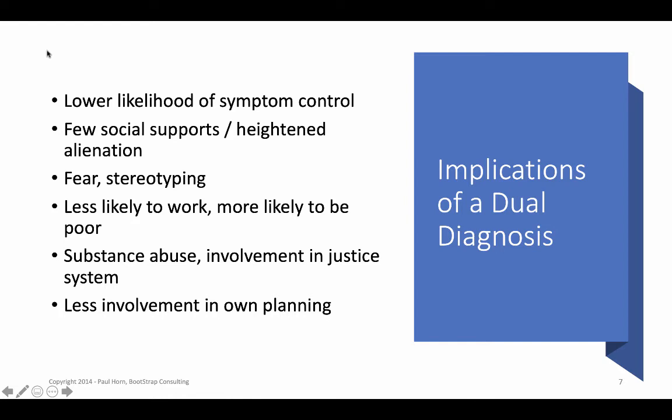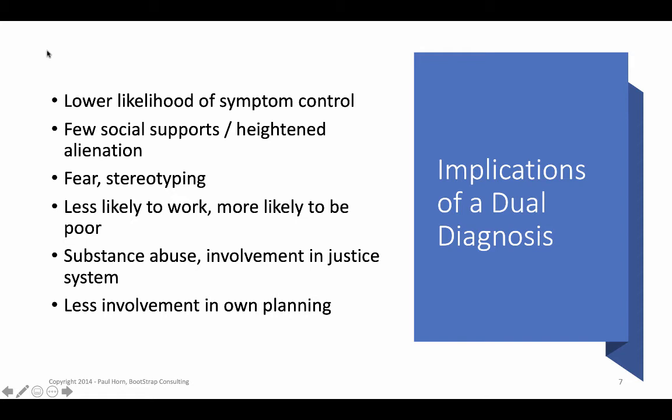They use substances, or they become involved with the justice system. And they end up having less involvement in their own planning. So as time passes, normally a person with mental illness would gradually get more and more control over their own symptoms and their own health care. That's much more difficult to do when a person has an intellectual disability. All of this can be summed up in a really simple way.